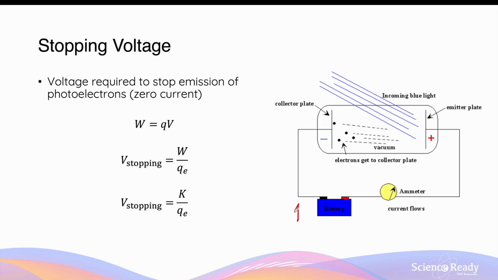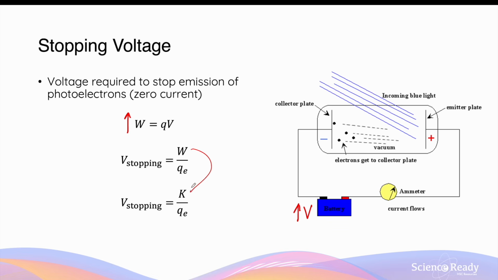If we increase the voltage of the battery, we will then increase the work done against the electrons. And as this increases, there will come to a point where the electrons will not be able to cross the gap between the 2 plates, and therefore there will be no photoelectric effect being observed. The voltage required to reach that point to prevent the photoelectric effect from happening is what we call the stopping voltage. And the stopping voltage is the work done divided by the charge of the electron.